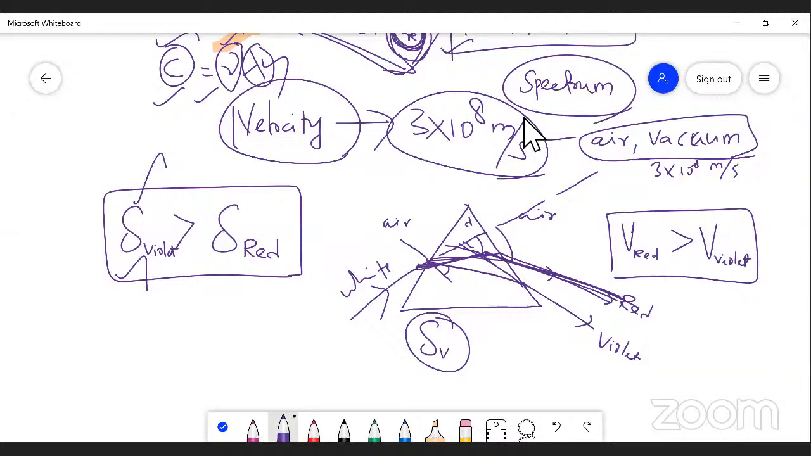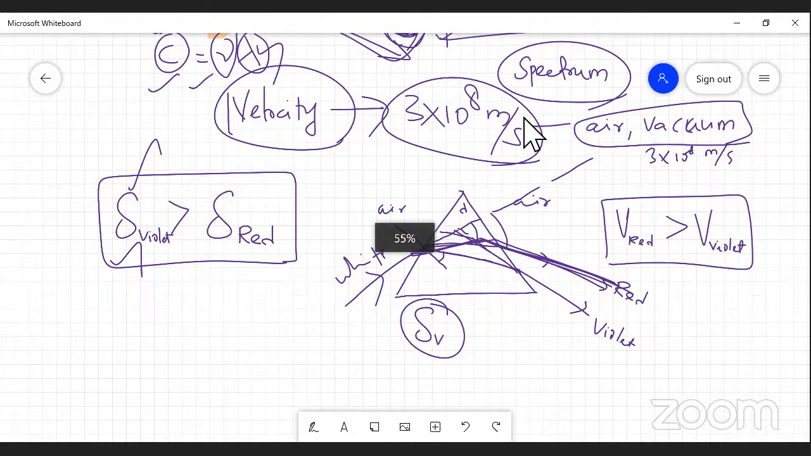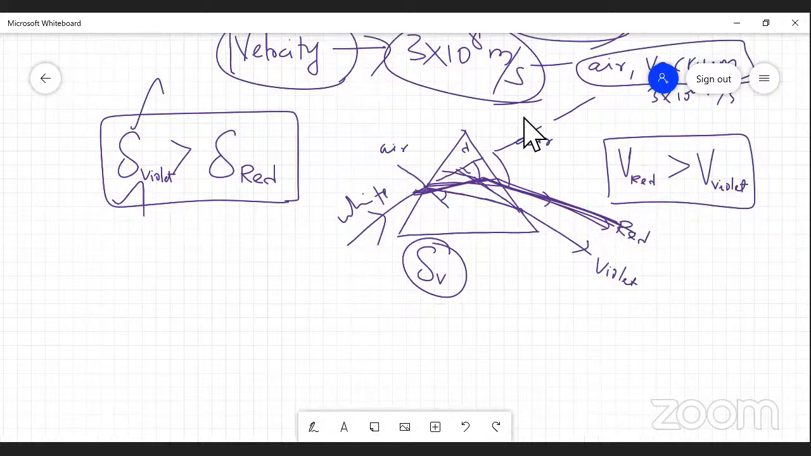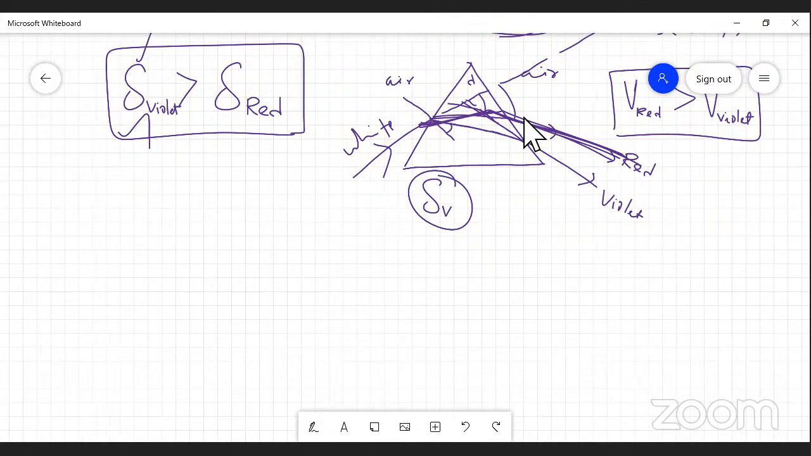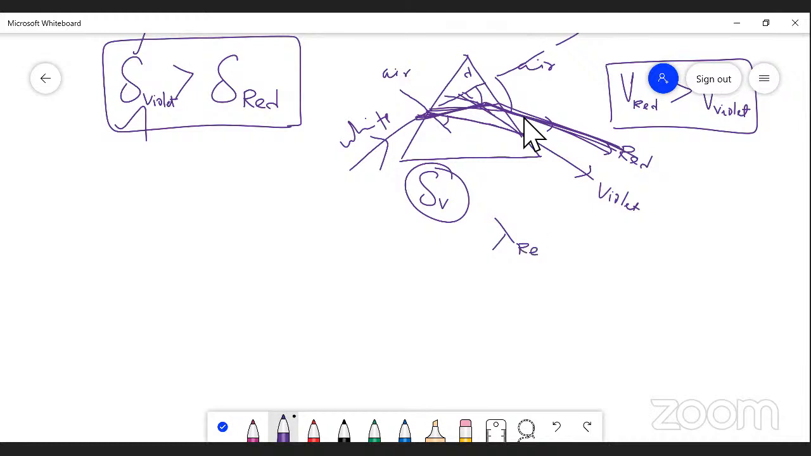Each color of light is associated with a definite wavelength. You know well which color has the maximum wavelength. Red has the maximum wavelength. The wavelength of red is maximum compared to the wavelength of violet. So wavelength is maximum for red.